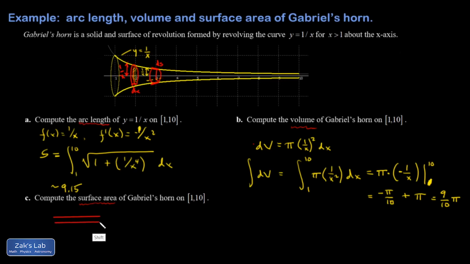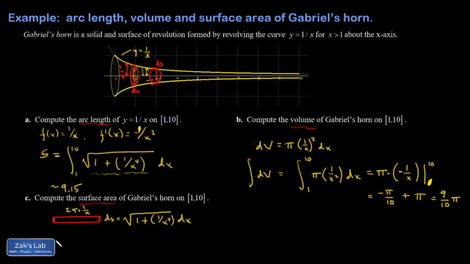So I'm going to slice and unroll this little ribbon and lay it out flat. And the length of that is going to be the circumference of the ribbon that it came from. So that's 2 pi times the radius, or 2 pi times 1/x. The thickness is a little ds, a little arc element. And remember, that comes out to this expression that we used to add up all the arc a minute ago. Square root of 1 plus 1/x to the 4th.